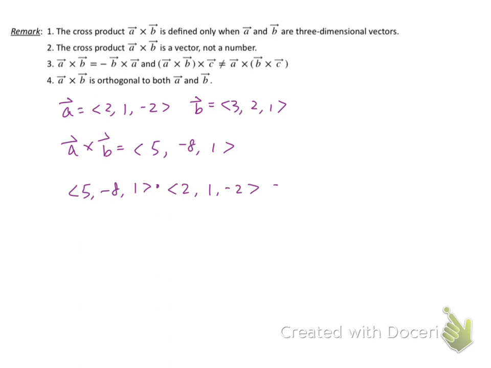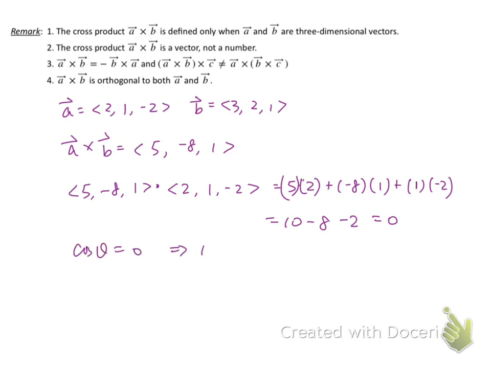remember how you do it? You do 5 times 2 plus -8 times 1 plus 1 times -2. You get 10 minus 8 minus 2, which is 0. Which means cosine theta equals 0, or theta equals 90 degrees. But what are you computing? You are computing the angle between the cross product A cross B and the original vector we started with, A. So the new vector A cross B is perpendicular to A. Similarly, you can verify B as well.